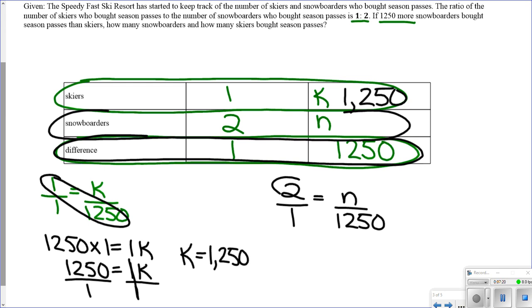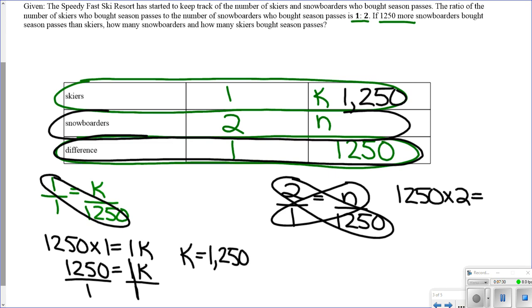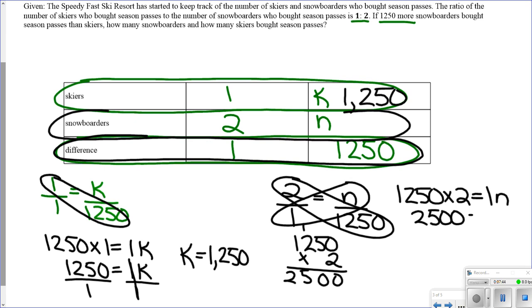And now I will cross multiply to find the snowboarders. 1,250 times 2 equals 1N. Multiply 1,250 times 2, 2,500 equals 1N. Divide both sides by 1, and I'm left with 2,500 for the snowboarders.